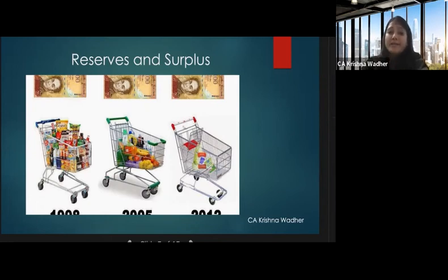And sometimes the company might have some losses also. In that case, that amount is also adjusted through reserves and surplus. As you see in the picture, this is year 1 of reserves and surplus, this is year 2, and this is year 3. This is how it gets accumulated, and this is the amount it becomes as the years keep going on.